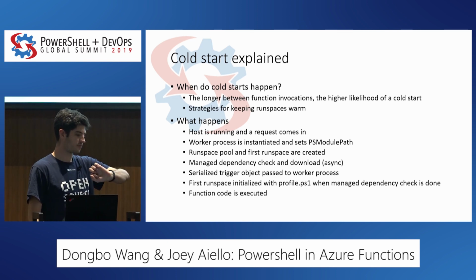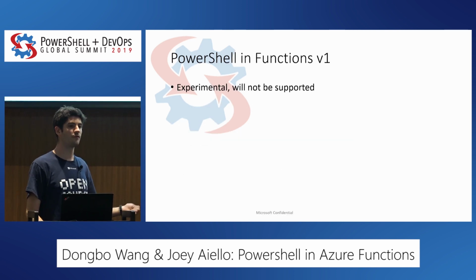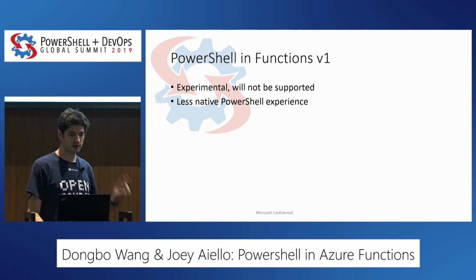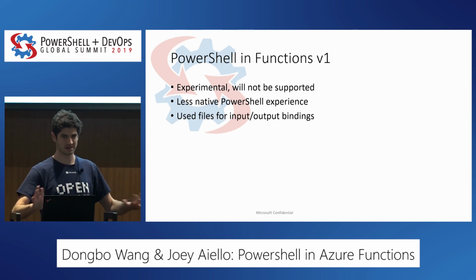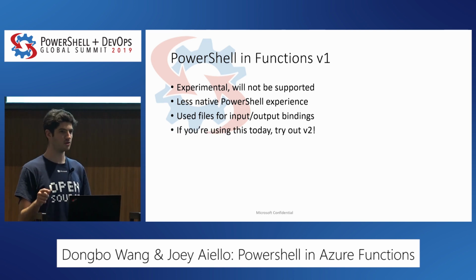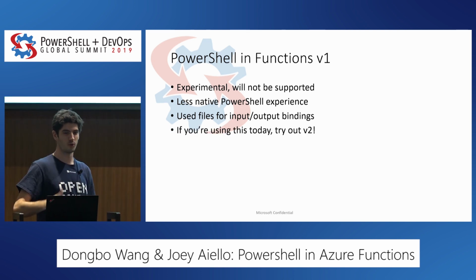Cool. We're definitely low on time here. All right, PowerShell and Functions v1. It's going away. It's never going to be supported. It's not native. We don't like it. It used files and strings. If you're using this today, don't. Use v2. Cool. We're going next.